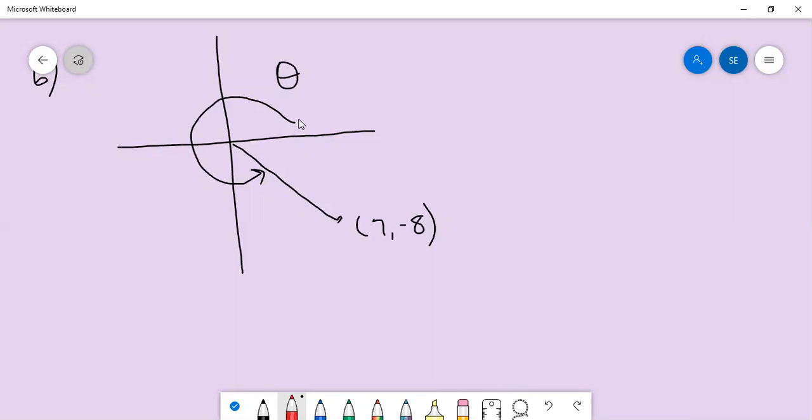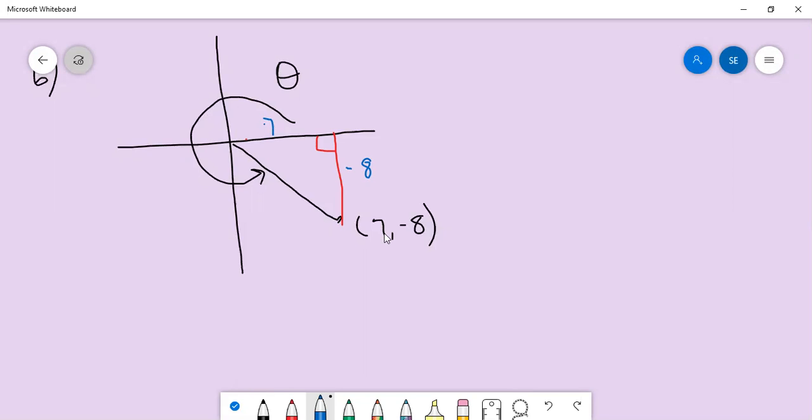I like to draw it whenever we have a point, we can draw a line from the origin to the point. If we drop a line straight down from the x-axis, this portion here is going to be our x value. So this portion here is going to be 7. This portion here is -8. How much we go down is -8. So we can find the length from our origin to this point using the Pythagorean theorem.